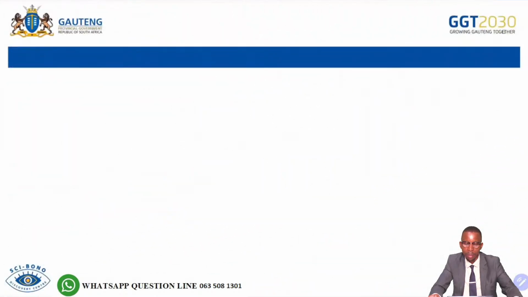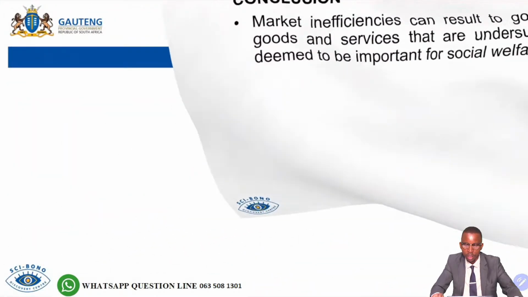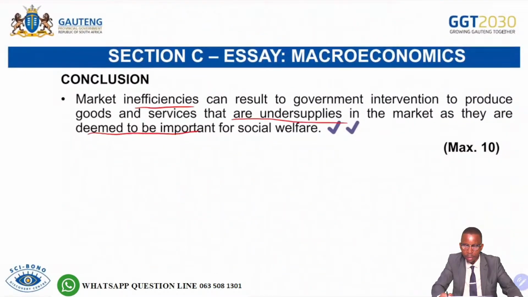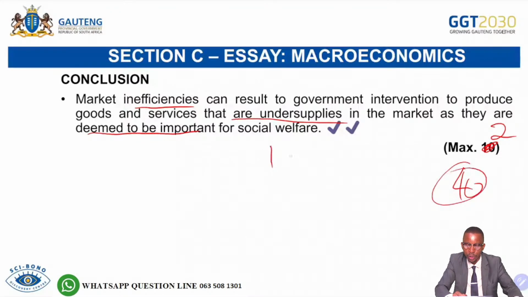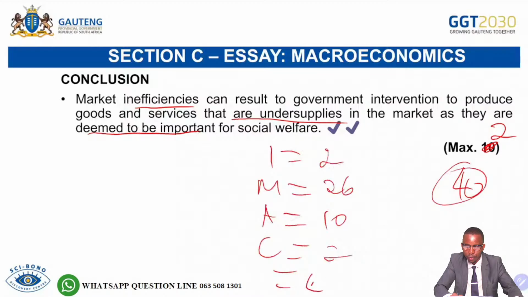Remember, the conclusion is 2 marks, and you get 40 marks for an essay. Let me correct this one: the maximum here is 2 marks. You have your 40 marks for your entire essay because it comprises your introduction, main part, additional part, and conclusion. Remember, it's 2, 26, 10, 2, which equals 40 all in all. This is the conclusion of your essay.